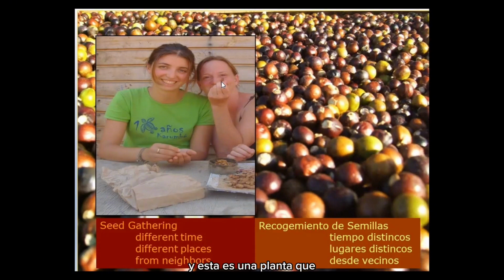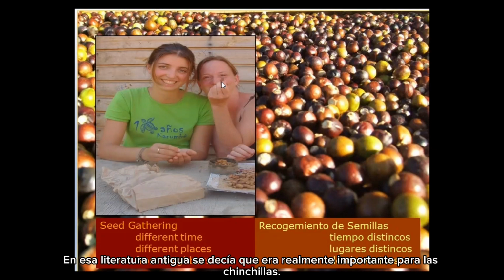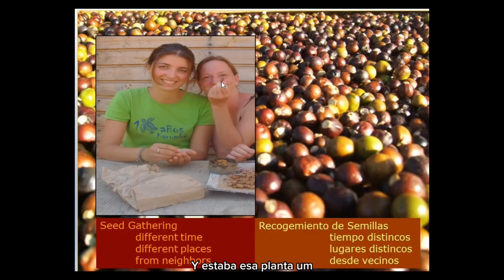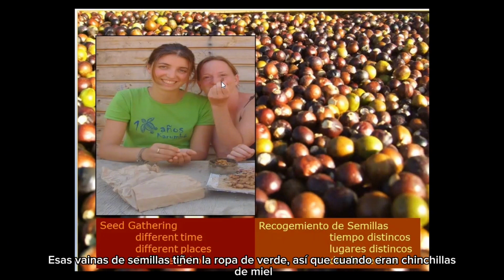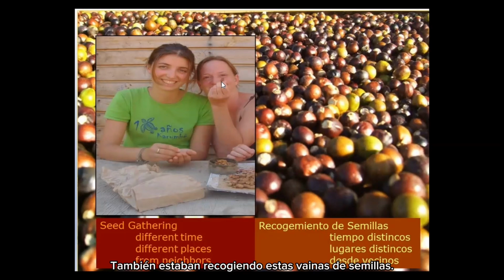And this is a plant that in that ancient literature said was really important to chinchillas. And it was that plant, those seed pods dye clothes green. So when they were hunting chinchillas, they were also collecting these seed pods because the royalty and the nobility over in Europe really liked this color green that these seed pods dye your clothes. So we got these plants too.